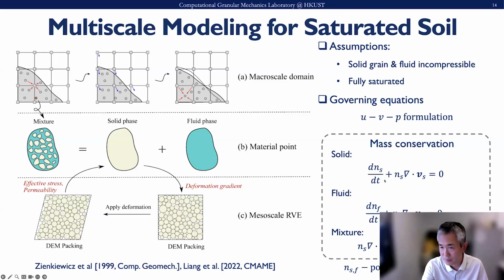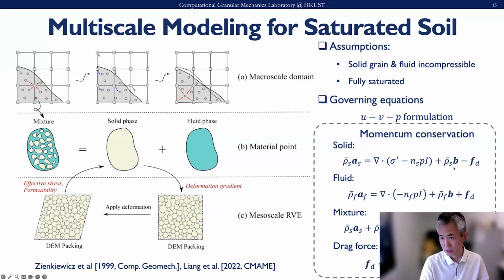To solve this mass conservation equation, we can consider the UVP formulation. For UP formulation, typically we only consider quasi-static problems. But for this UVP, V means velocity, and then we can consider a dynamic problem. This is also an advantage associated with MPM: we can easily handle dynamic problems as well. And this is the further momentum equations that we need to solve. We can consider the drag force between the solid phase and the fluid phase in the simulations to consider dynamic cases.